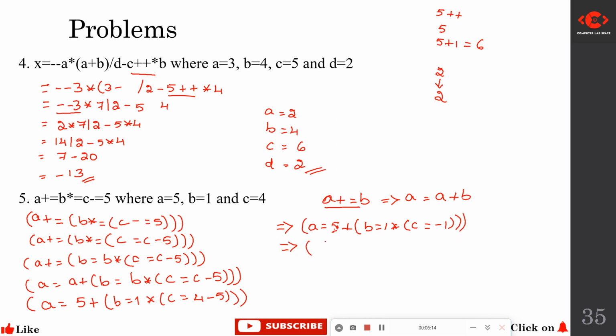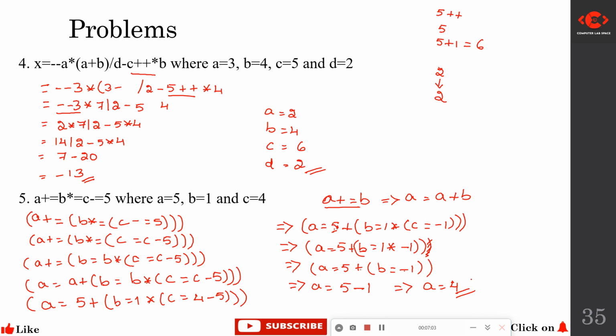Then A is equal to 5 plus B is equal to 1 into, just directly you put the answer here, that is minus 1. Sorry, I think I've removed one bracket, no? So this bracket won't be there. Then A is equal to 5 plus, what is the value of B? B is equal to 1 into minus 1, that is minus 1 only, right? Yes. Now A is equal to 5 plus minus, so it is minus 1. So the value will be A is equal to 4.